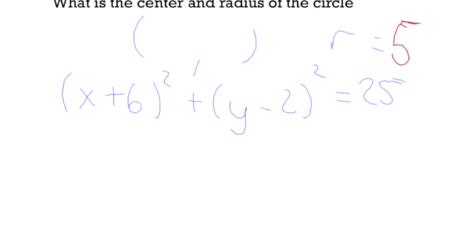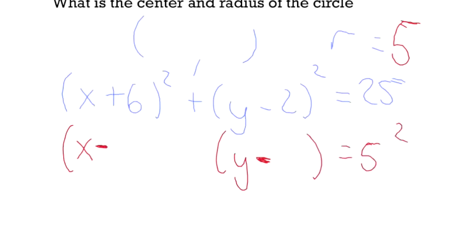Let's think about my formula for a minute. My formula is supposed to say x minus. This doesn't say x minus. This says x plus 6. So I'm going to rewrite that in a minute. This one says y minus. Okay, so I was able to change the 25 to a 5 squared. So we knew my r was 5. That's awesome. So my h and my k should be right here and right here.